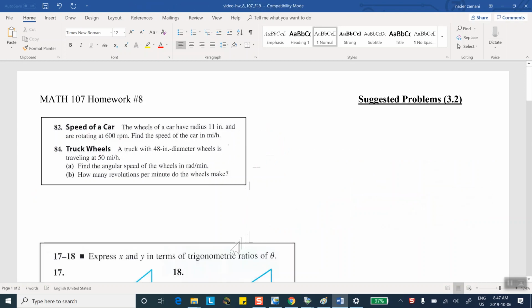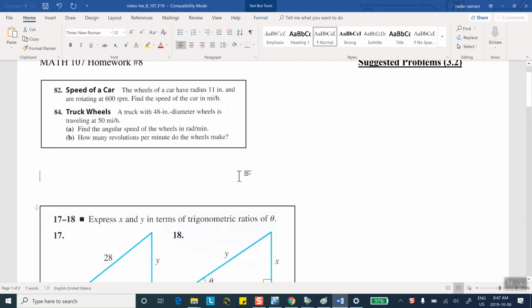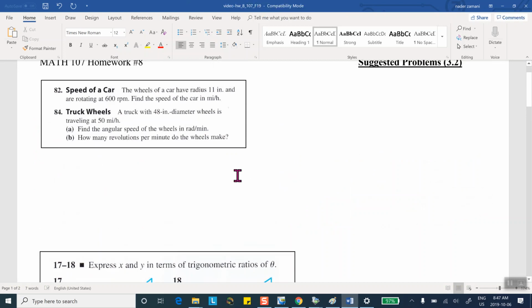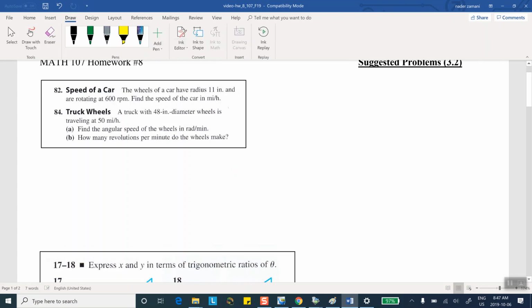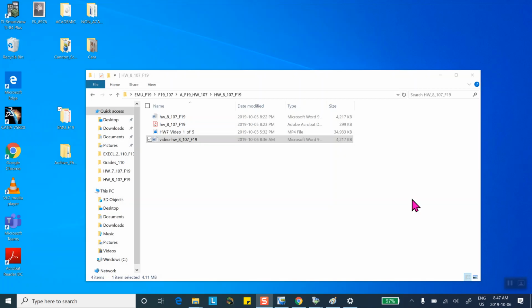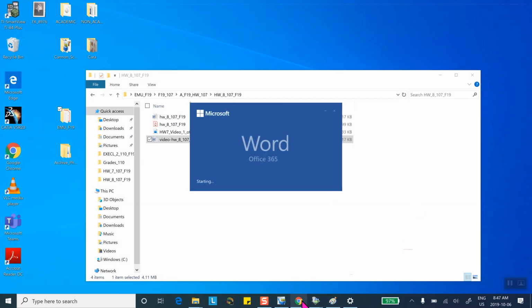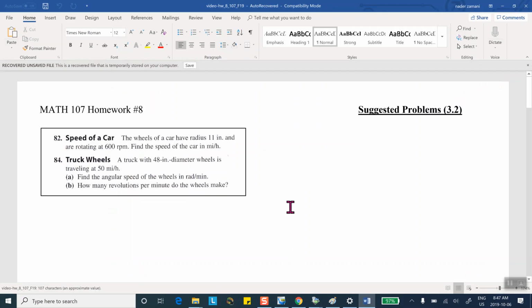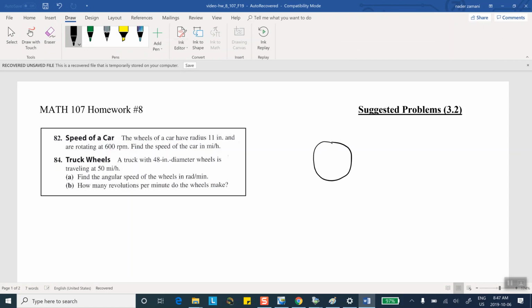Let's take a look at 82 first. It says you have a car and the wheel has radius 11 inches. So here's the wheel of the car, and it has an 11-inch radius. So this radius is 11 inches. And it rotates at 600 RPM.